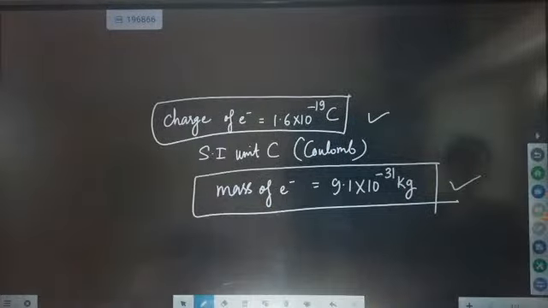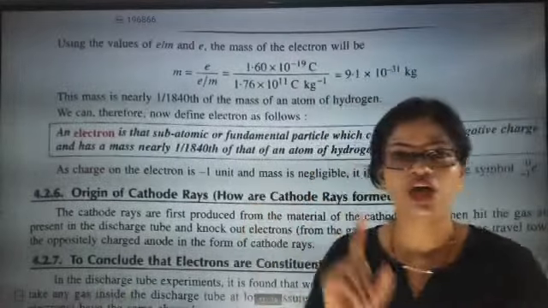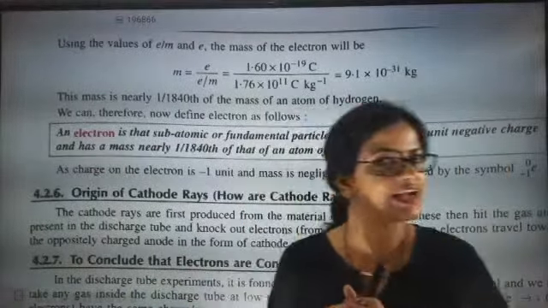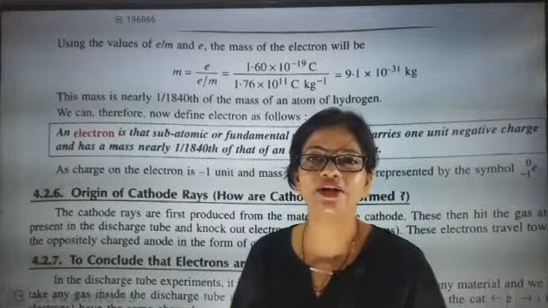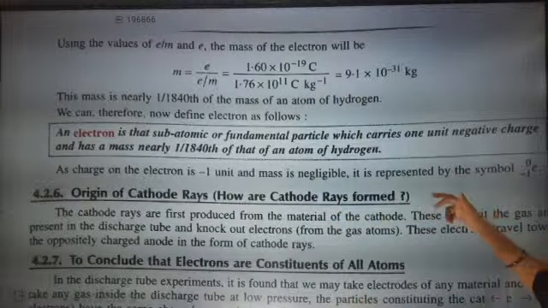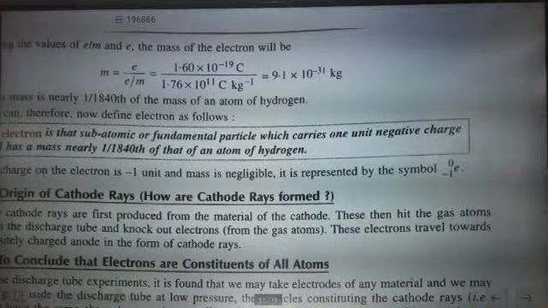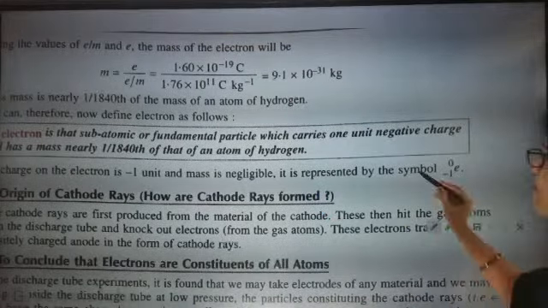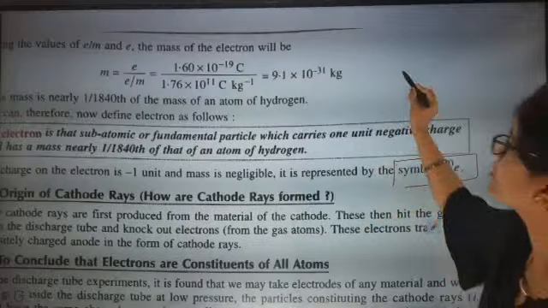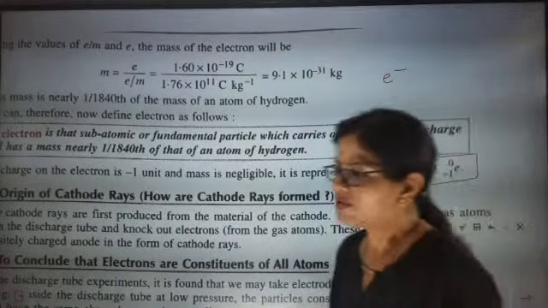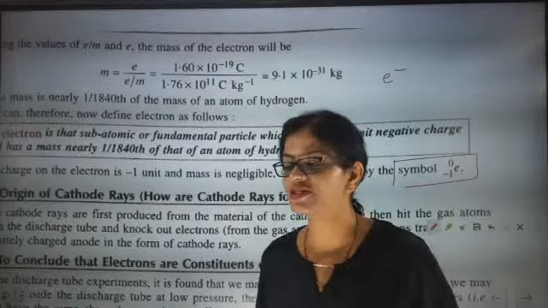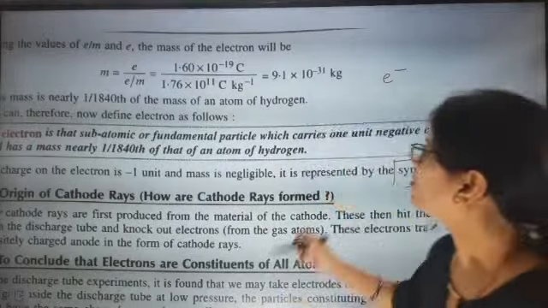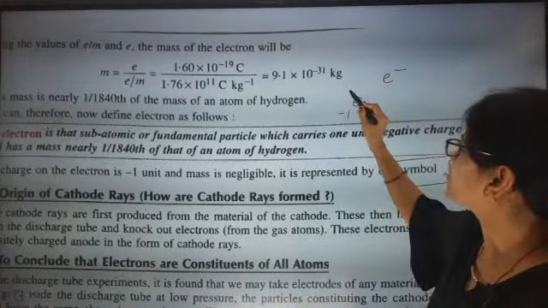Shall we go back to our next point? That is the origin of cathode rays. Electrons are negatively charged. Charge of electron is 1.6 into 10 to the power minus 19 coulomb. Now, what is the symbol of electron? You will see that people present electron like this, e to the power minus, but the symbol of electron is represented as -1, 0.